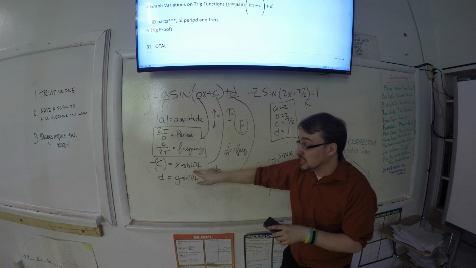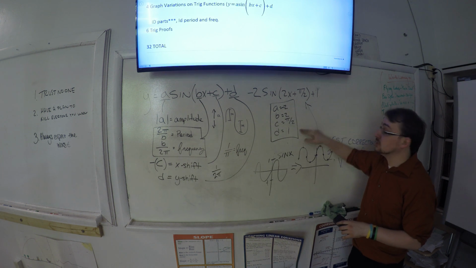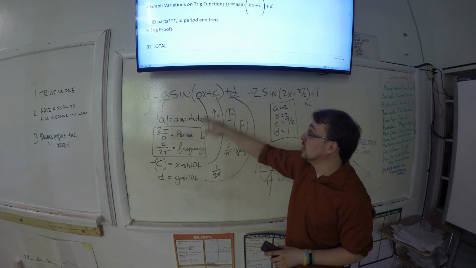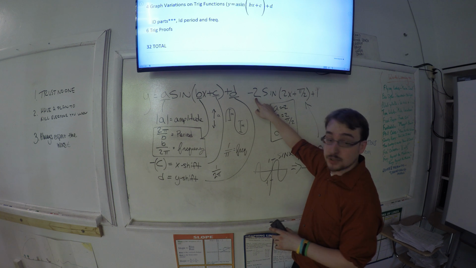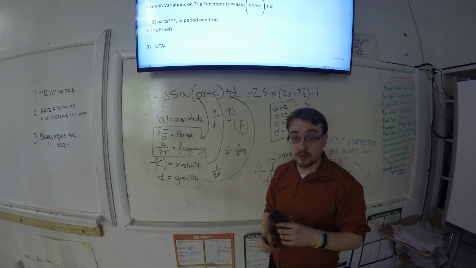When we ask about the x shift, we have to negate it, right? But the C itself is positive. When I ask you for period, put it into the formula. When I ask you for amplitude, put A into the formula. -2, but our amplitude is just 2, right? Amplitude is a distance, so it has to be a positive value.